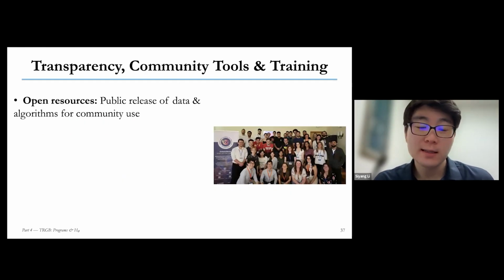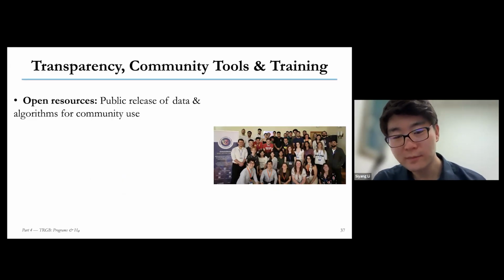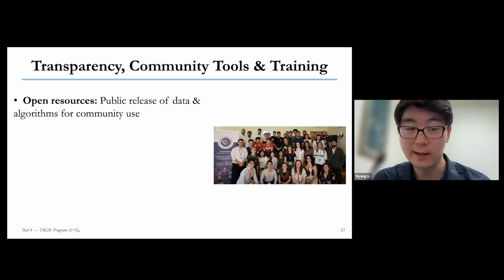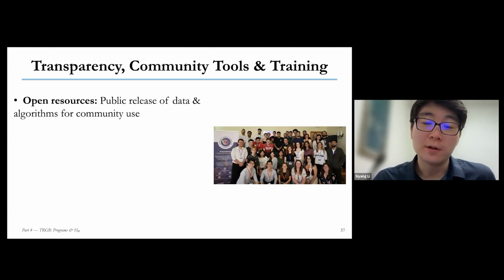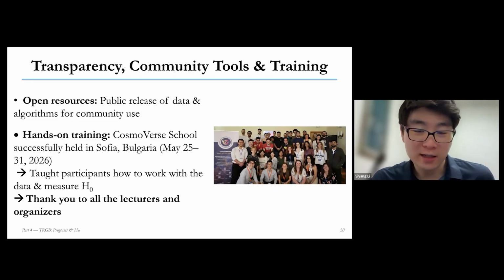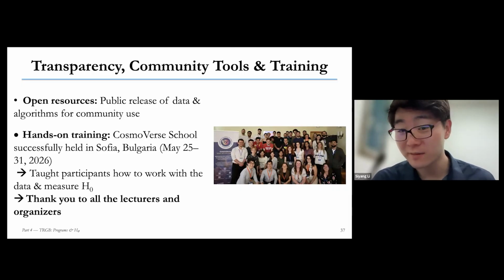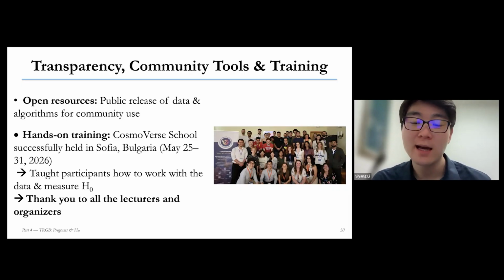So what we did was publicly release data that can be used to measure the Hubble constant, TRGB data, as well as algorithms that you can use to measure the TRGB with. These are public and available for the community to use. There are also introductory and educational resources in these materials, so that even if you don't have a background in observational astronomy, you can follow through the notebooks, read the descriptions, and measure the Hubble constant yourself.